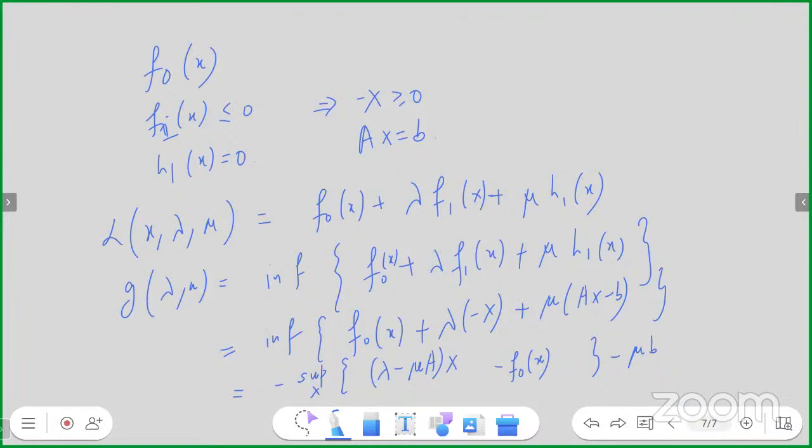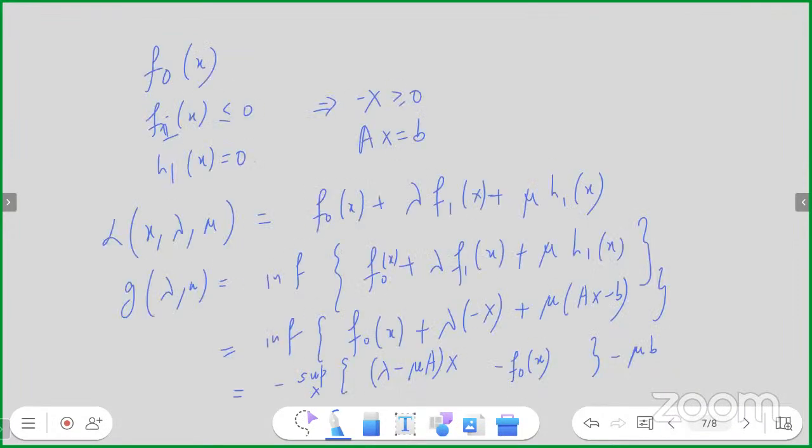Now, why is that not in the form I am interested in? So what is this quantity equal to? f0 star evaluated at lambda minus mu a. So this is how they're intimately connected. So now all you have to enforce is that lambda minus mu a belongs to the domain of f0 star. And that is the constraint you will actually end up getting for your dual.